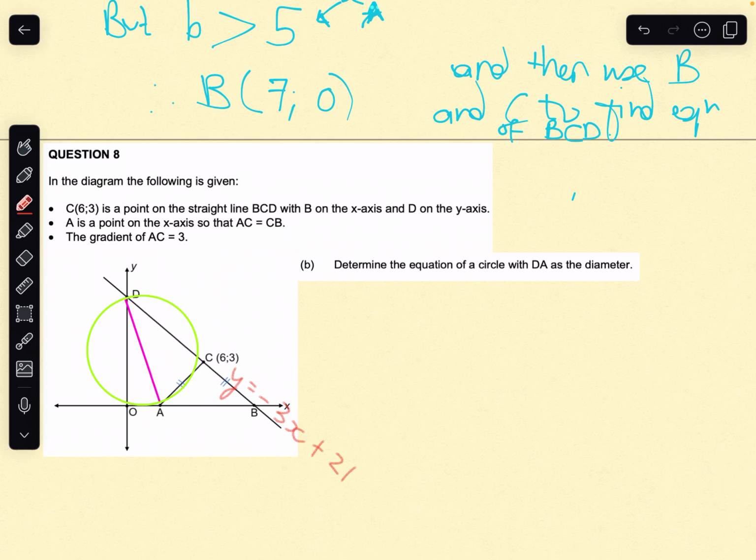As a result, we know the coordinates of D because it's the y-intercept. We know that it's 0 and 21, and we know the coordinates of A is 5 and 0. So we can find the midpoint. And then from there, the other thing we need is the length of the radius.